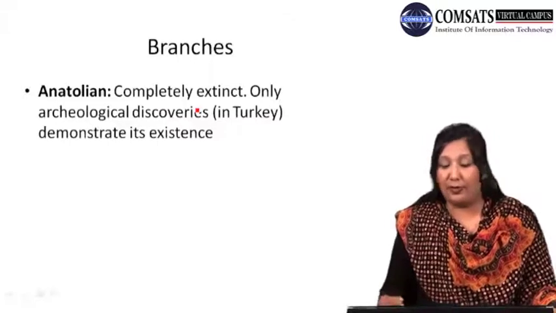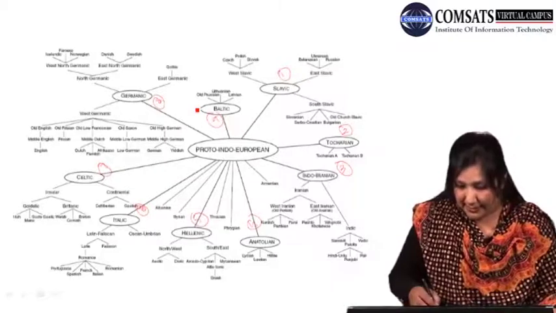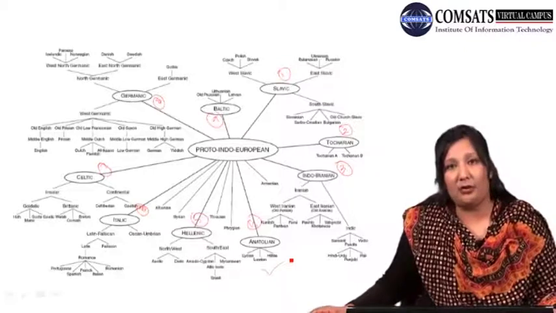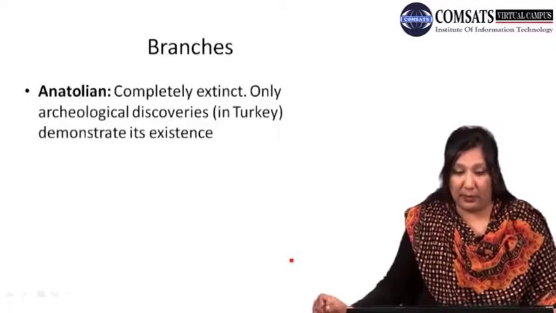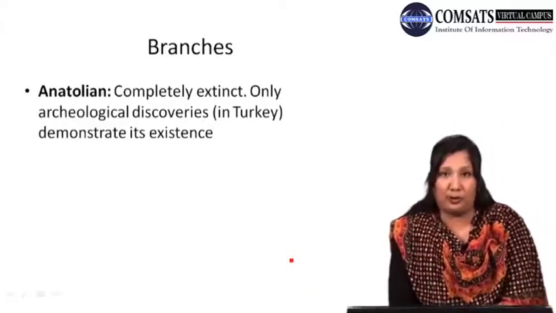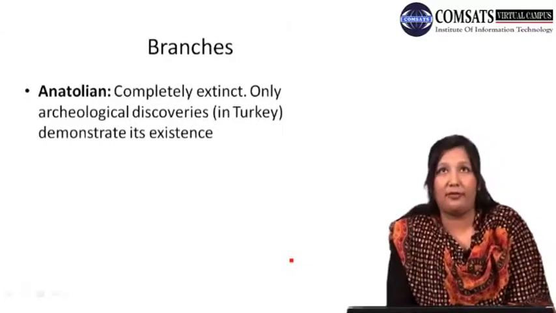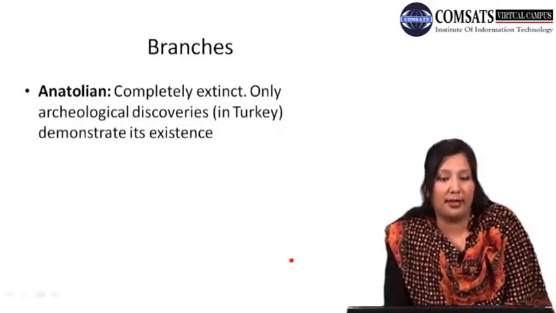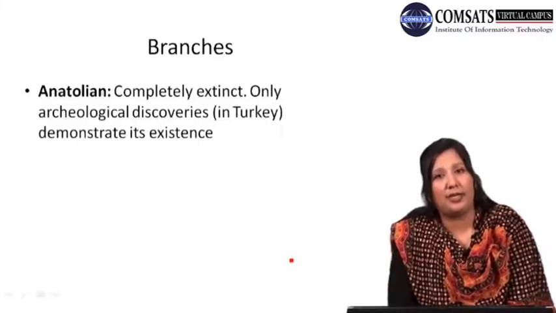The first branch is that of the Anatolian branch. Where is this Anatolian? Just see, here it is. Let's see how this Anatolian branch of language is further subdivided into different languages. Anatolian is a branch of this Proto-Indo-European family tree that has completely gone extinct, that has already vanished and no longer exists. Only archaeological discoveries in Turkey demonstrate its existence.